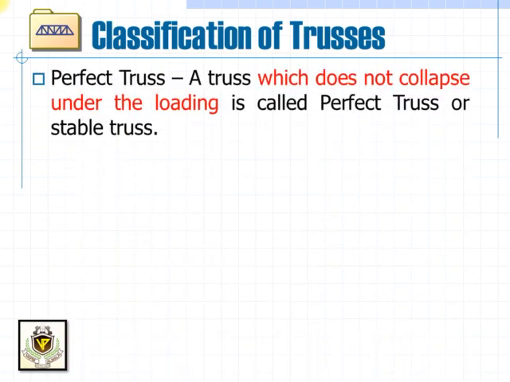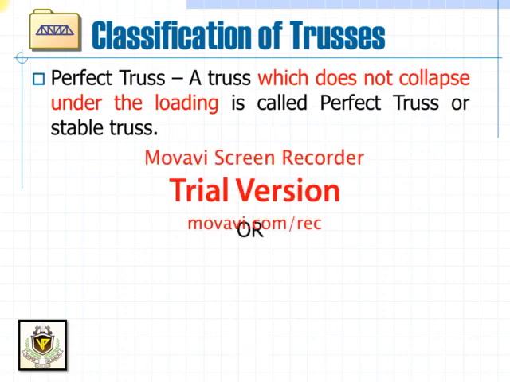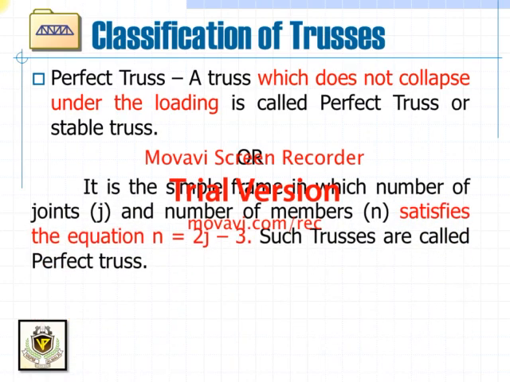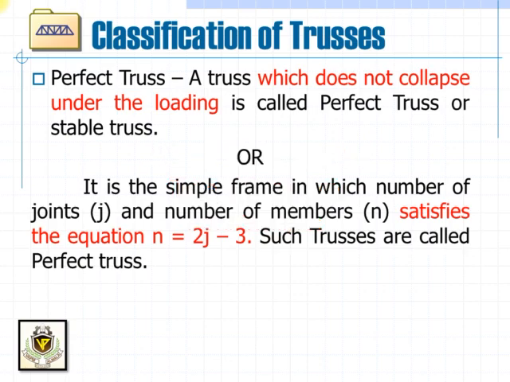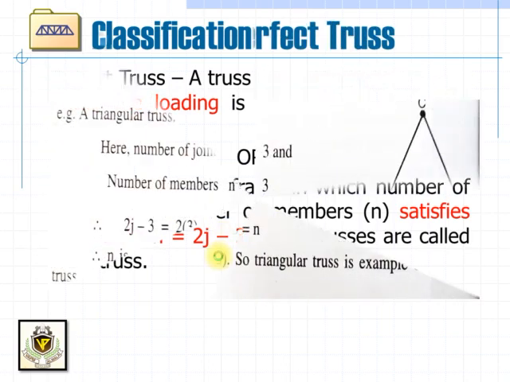First one, perfect truss. A truss which does not collapse under loading is called a perfect truss or stable truss. It is also defined as the simple frame in which the number of joints and number of members satisfy the equation n is equal to 2j minus 3. Such trusses are called perfect trusses.